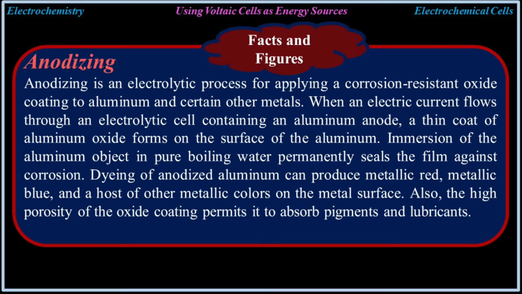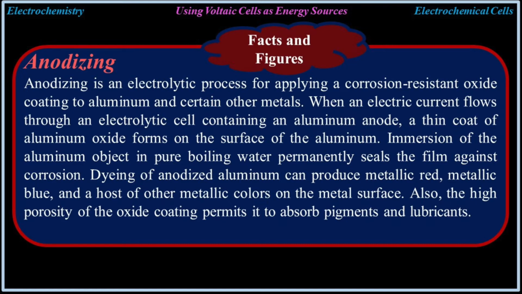Anodizing. Anodizing is an electrolytic process for applying a corrosion-resistant oxide coating to aluminum and certain other metals. When an electric current flows through an electrolytic cell containing an aluminum anode, a thin coat of aluminum oxide forms on the surface of the aluminum. Immersion of the aluminum object in boiling water permanently seals the film against corrosion.